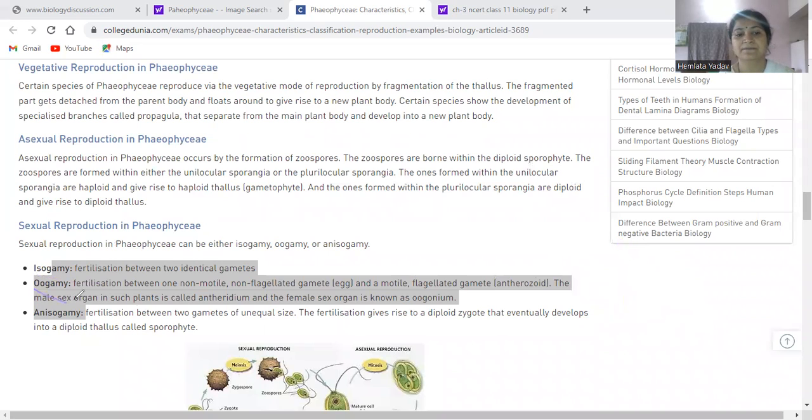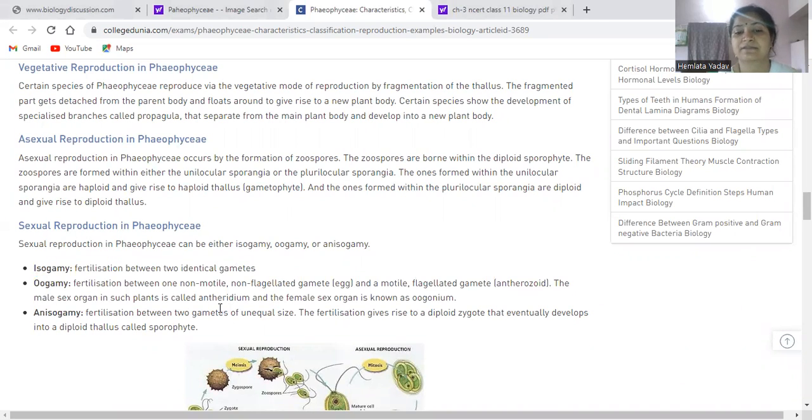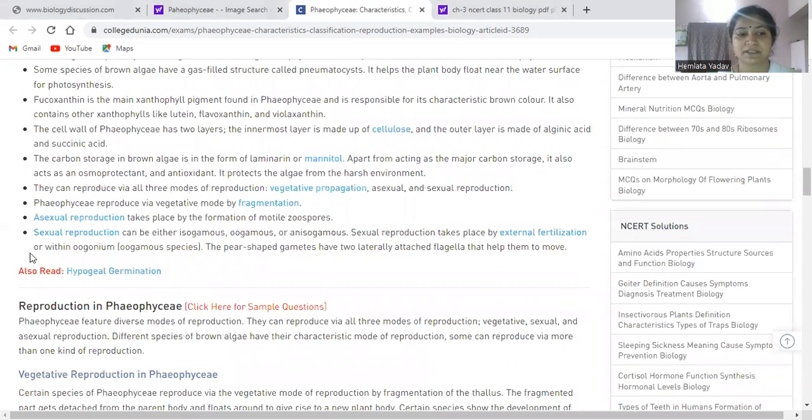If it is oogamy, the fusion is between one non-motile and one motile gamete. A non-motile, non-flagellated gamete, the egg, fuses with a motile flagellated gamete of the opposite type, the antherozoid. Then I say that the fusion is of the oogamy type. The male gamete is produced in the antheridium, and the female gamete is produced in the oogonium. Distinct gametes are there.